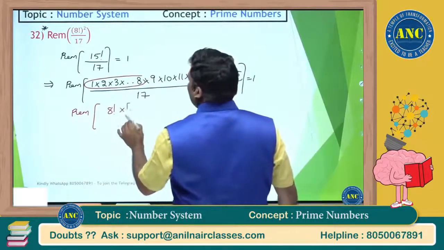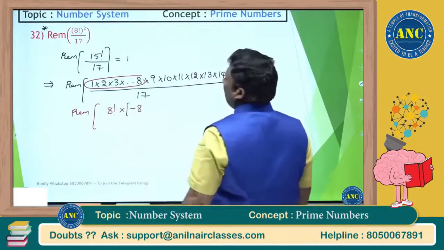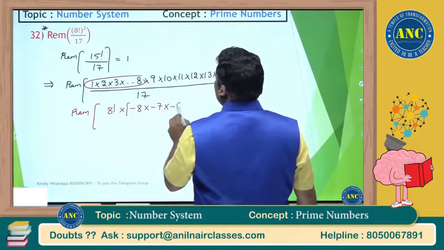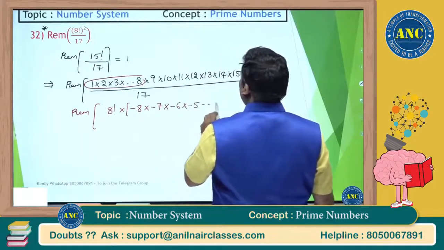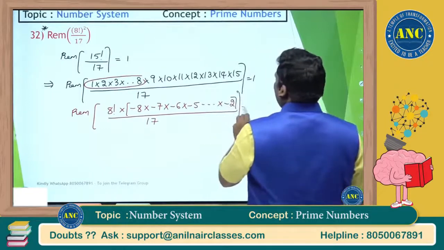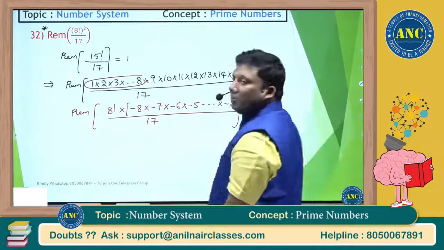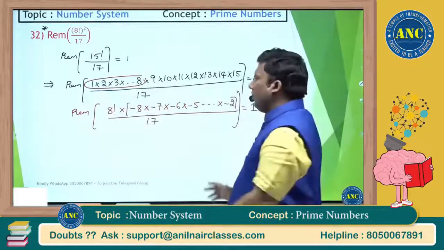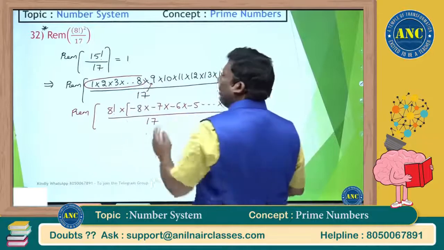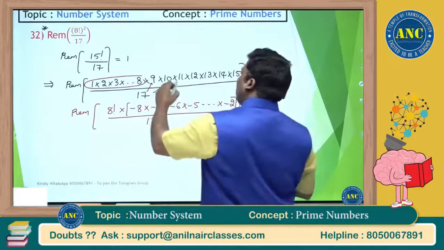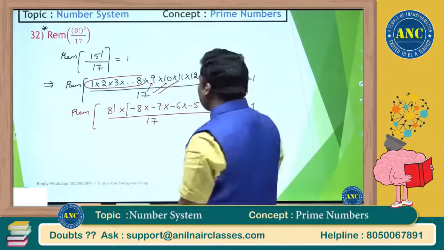Now 9 divided by 17: 17 ones are 17, minus 8, negative remainder. 17 ones are 17, minus 7, minus 6, minus 5, up to 15 divided by 17, minus 2. Divided by 17, it is 1. I hope it is clear. Only the first part of it I am taking as it is. For the next part I am doing negative remainders: 17 ones are 17, minus 8; 17 ones are 17, minus 7; 17 ones are 17, minus 6, minus 5.